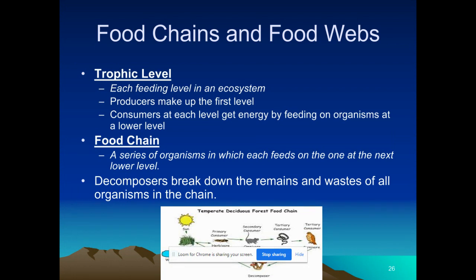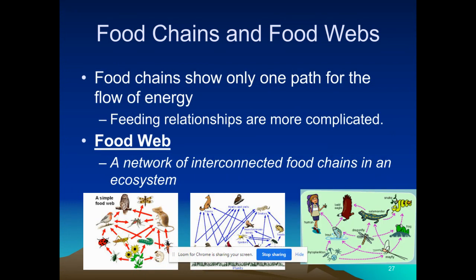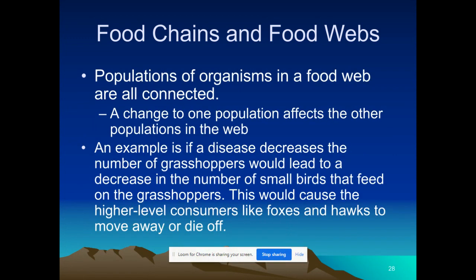Okay, and of course it goes back around to make a circle, because the decomposers will break down the remains and waste of organisms in the chain, and then it'll go back to the producers again that grow on the ground. Food chains only show one path for the flow of energy, whereas a food web shows all the interconnections. You can see the different food webs right here. They go every which way. A food web is kind of like a bunch of food chains put together.